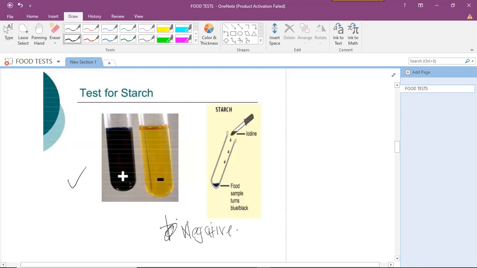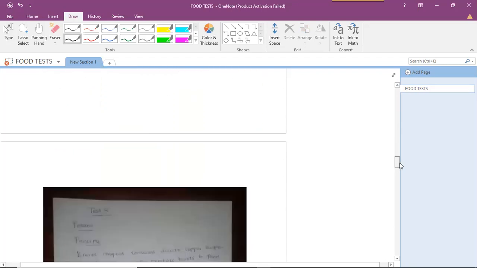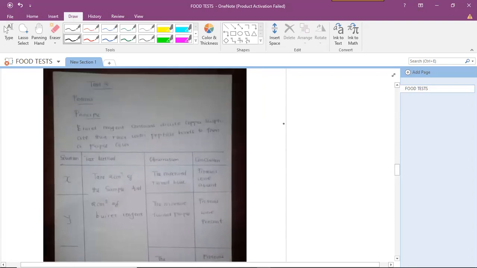So let's move on to our second class of food molecule that we want to test, which is proteins. So proteins, every type of protein is made up of repeating units known as amino acids, and these amino acids can form small chains known as peptides. So what this biuret reagent does is that it has the ability to react with these peptides.